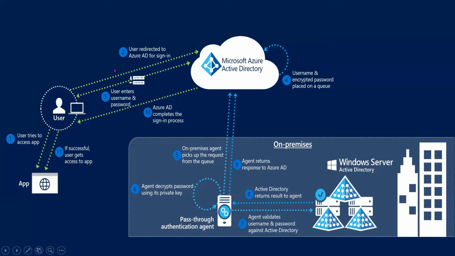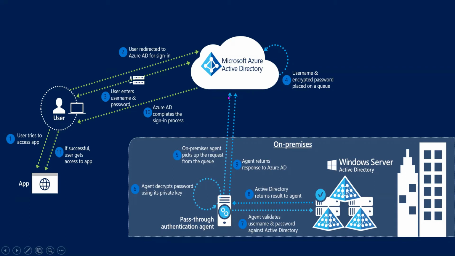Now the user is redirected to Azure AD for sign in. So the request will reach here to Microsoft Azure Active Directory, and Microsoft Azure Active Directory will prompt for the username and password, means provide the username and password. So you will give your username and password. Okay. Now, what will happen here in the Microsoft Azure directory itself, the username and encrypted password are placed on a queue. It will be placed in a queue here, right? So now it is in a queue.